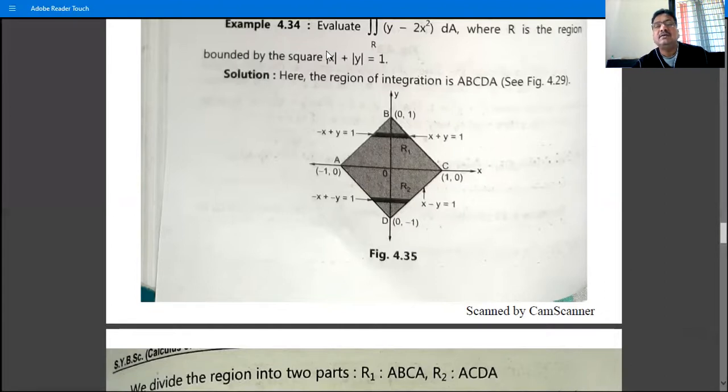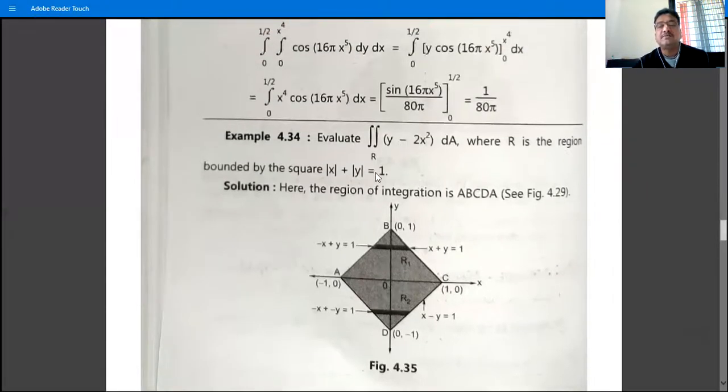And if we take mod x as minus x and mod y as minus y, then we have minus x minus y is equal to 1. So this is the line minus x minus y is equal to 1. If you substitute x is 0, then y is minus 1, and if you substitute y is 0, x is minus 1. So minus 1, 0 and 0, minus 1, these two points are on the line.